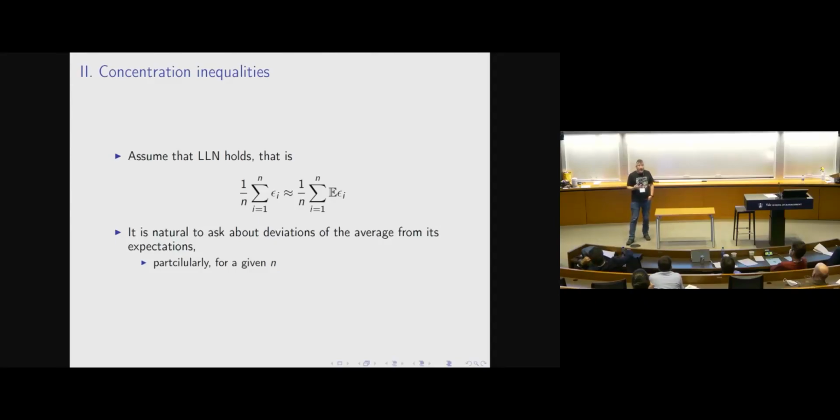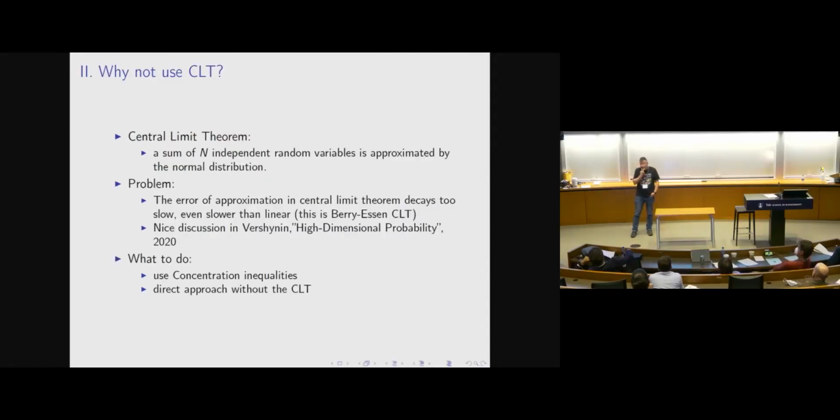But now suppose we have not infinitely many sectors, but a finite number of sectors. For example, we have n. How far are we going to be from the average? The first instinct will be just to use the central limit theorem.